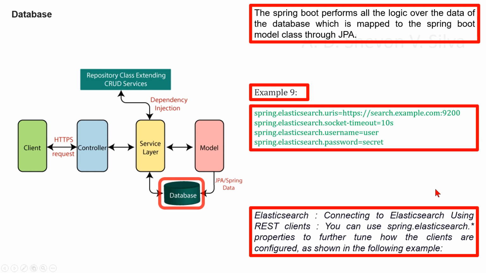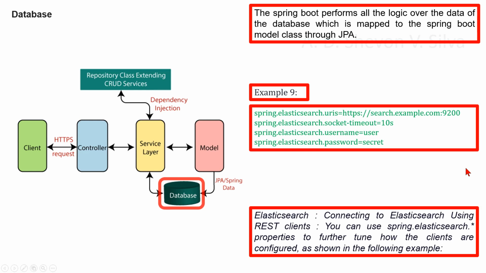Now we are considering connecting to Elasticsearch using a REST client. You can use spring.elasticsearch.* properties to further tune how the clients are configured, as shown in the following example. Elasticsearch ships two different REST clients that you can use to query a cluster: the low-level client from the org.elasticsearch.client:elasticsearch-rest-client module, and the Java API client from the co.elastic.clients:elasticsearch-java module.